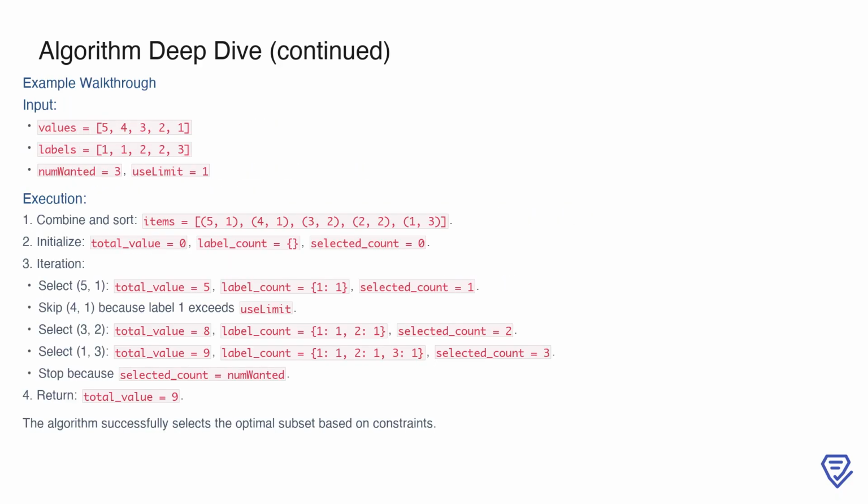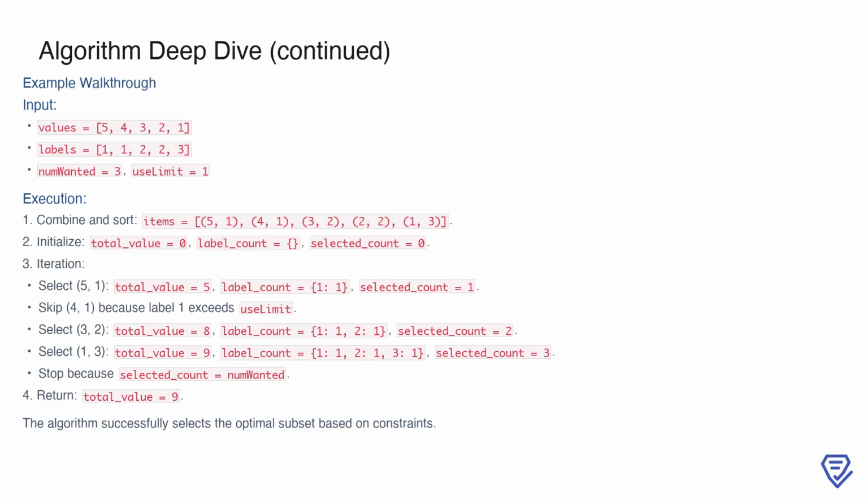Let's walk through an example to see the algorithm in action. Suppose we have values equals 5, 4, 3, 2, 1, labels equals 1, 1, 2, 2, 3, num_wanted equals 3, and use_limit equals 1. First, we combine and sort the items into (5, 1), (4, 1), (3, 2), (2, 2), (1, 3). We initialize total_value and selected_count to 0 and label_count to empty. The first item, (5, 1), is selected, updating total_value to 5 and label_count to {1: 1}.